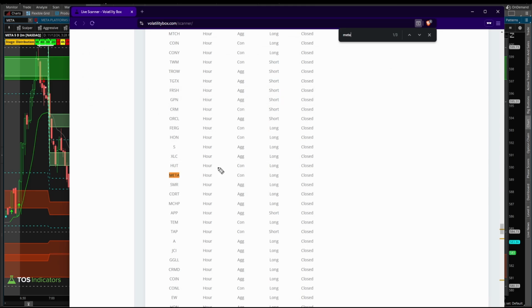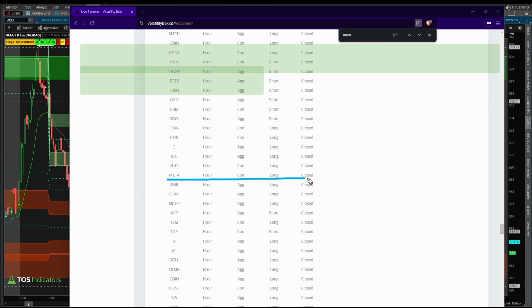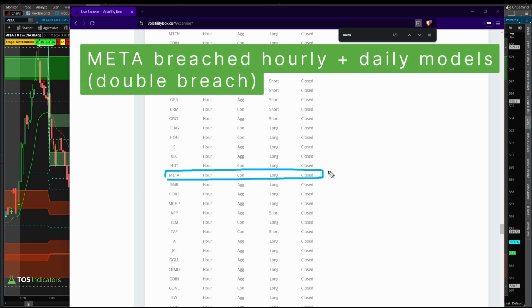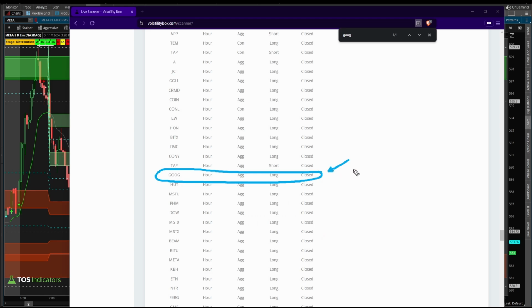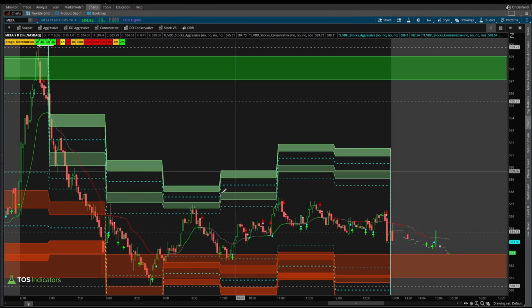Meta was on both our hourly and our daily volatility box models. Meta had a nice overlap. And Google was there on just the hourly models, breaching its hourly models, both cases for long side entries. If you're unfamiliar with the volatility box models, that's a fancy way of saying that both Meta and Google offered you a volatility edge today.